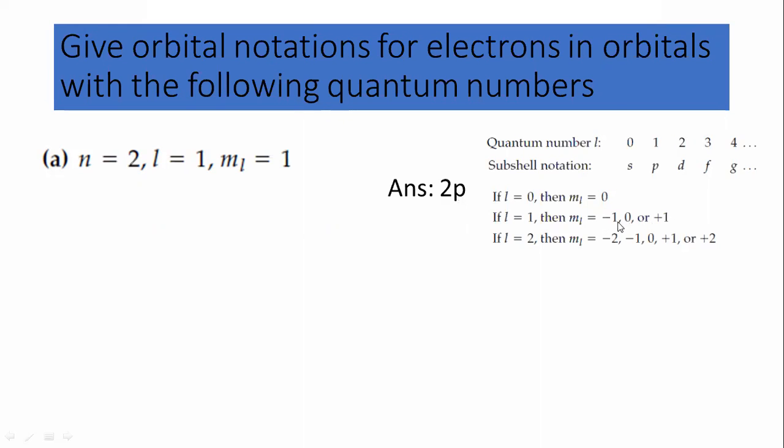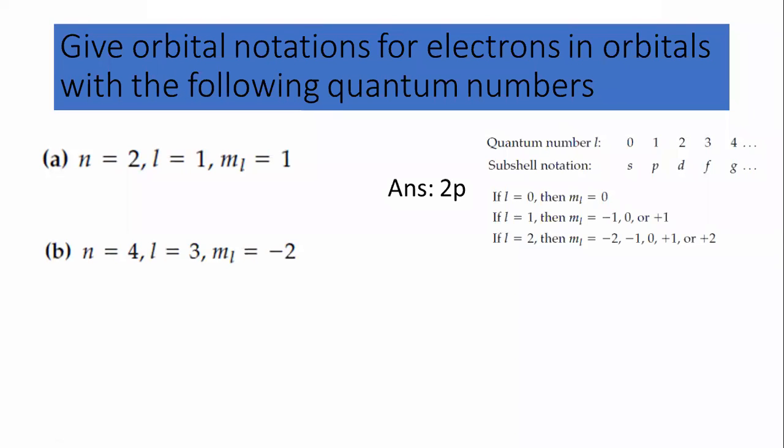Maybe in further classes, we may designate this as px, this as py, this as pz, but here only one is written. That means this is the orientation which is going to exist within this range. So this is the correct nomenclature for the orbital.